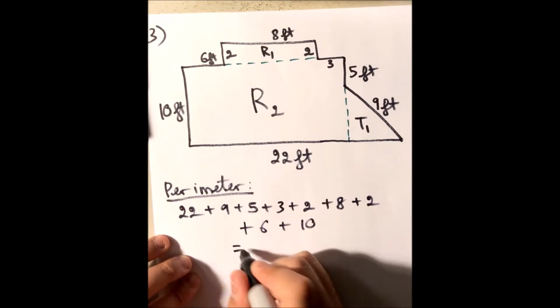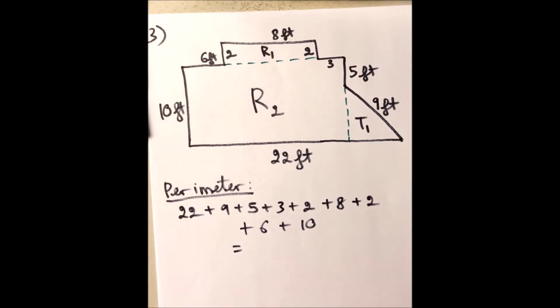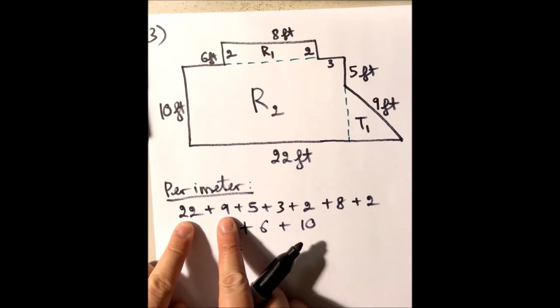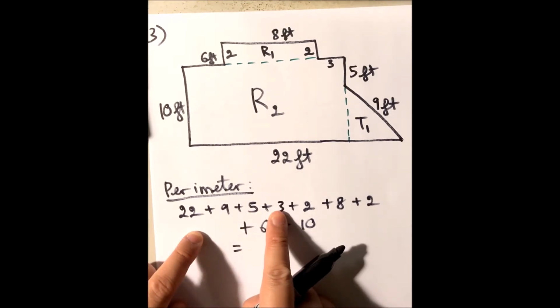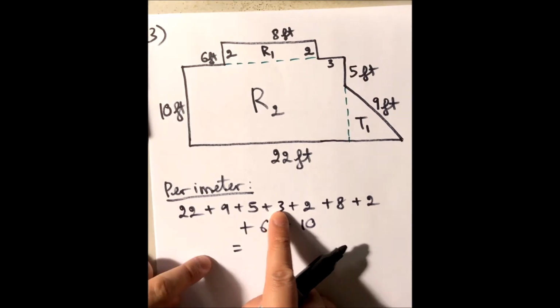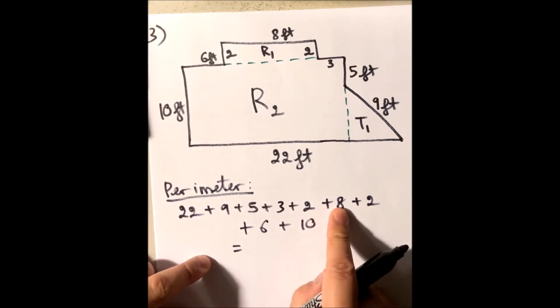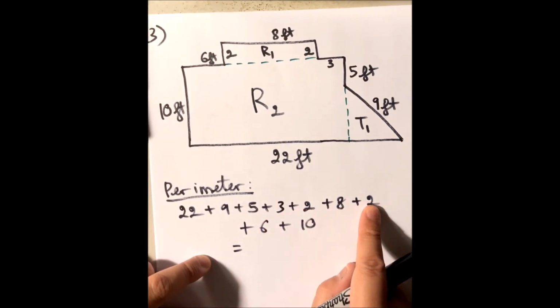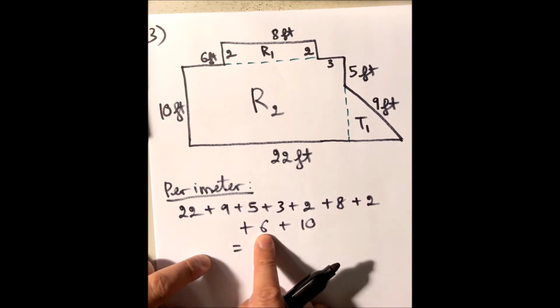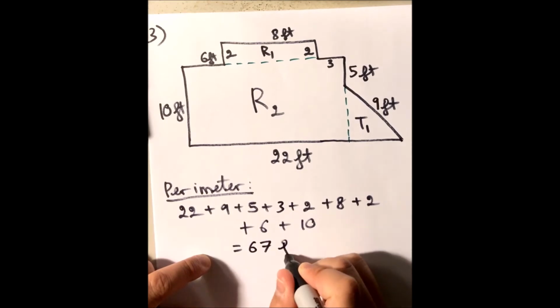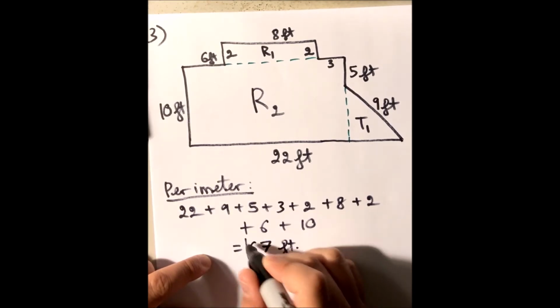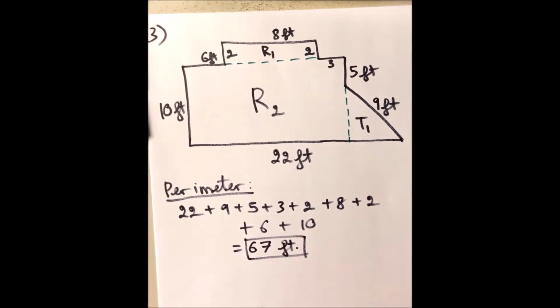Well, this is going to be equal to what? Let's see. 22 plus 9 is 31. 31 plus 5, 36. Plus 3, 39. Plus 2, 41. Plus 8, 49. Plus 2, 51. Plus 6, 57. Plus 10, 67. So this is 67 feet, which is the perimeter of this irregular shape.